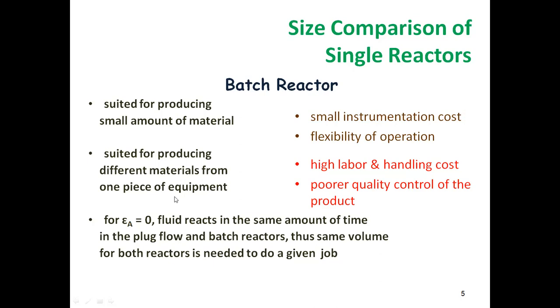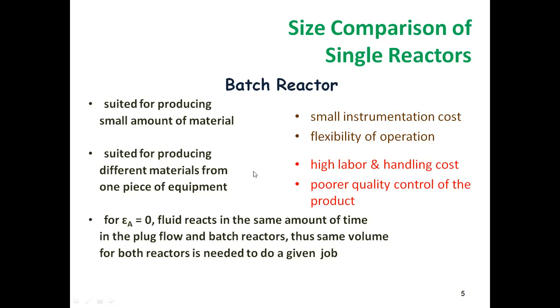Now, for epsilon A equal to 0, this is for constant density system, fluid reacts in the same amount of time for your batch reactor and your plug flow reactor. Thus, take note, same volume for both reactors is needed to do a given job. To do a given job, meaning for the same degree of conversion, the amount of time that your batch reactor can facilitate the reaction to obtain that particular degree of conversion is the same for your plug flow. When is this? When you have epsilon A equal to 0. When you have a constant density system.